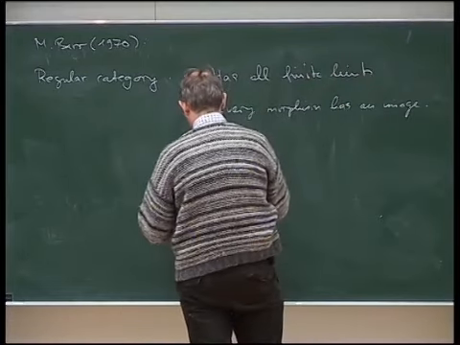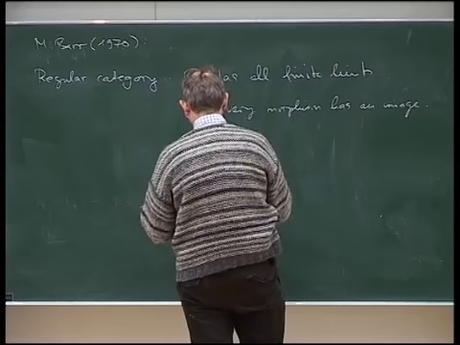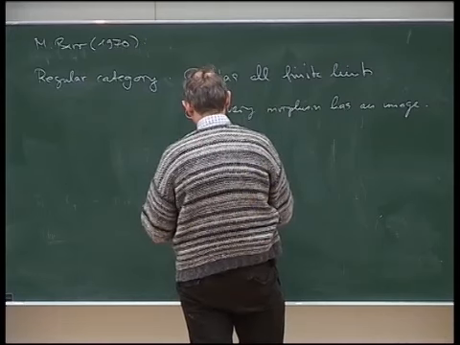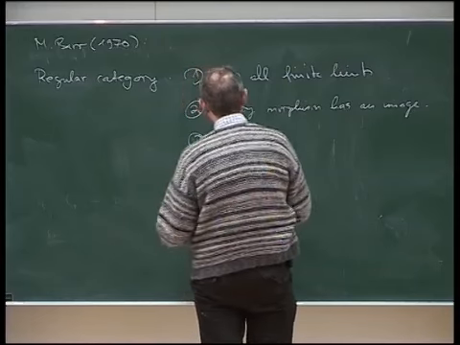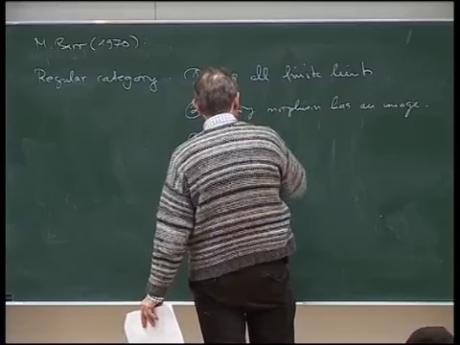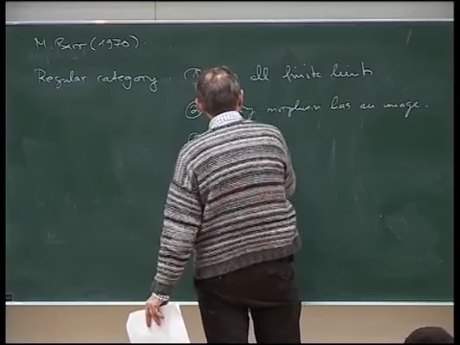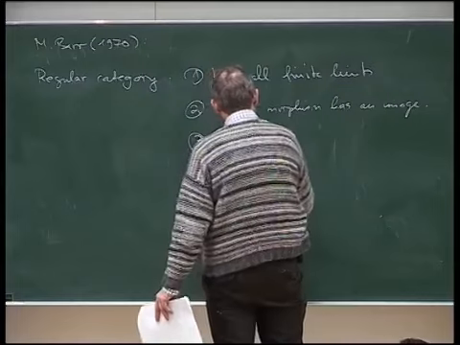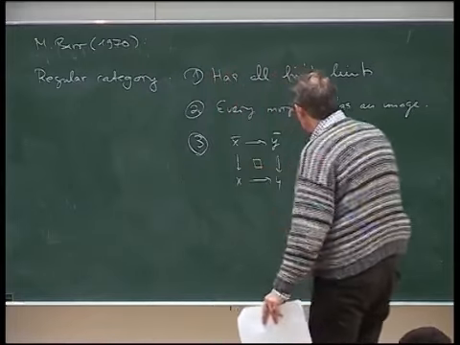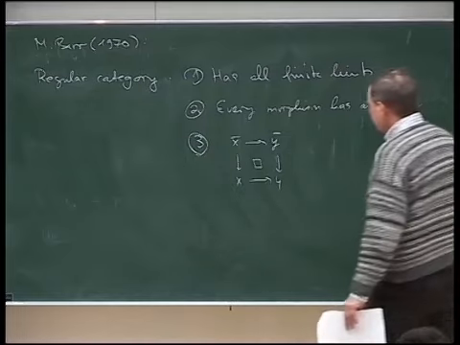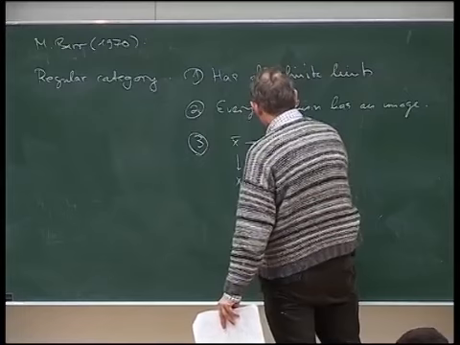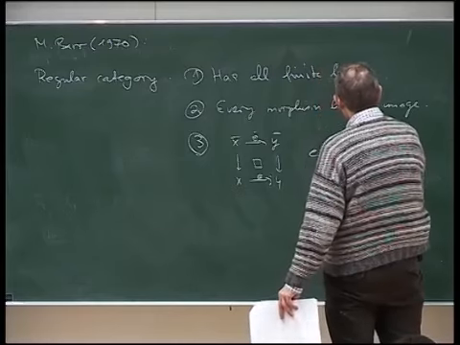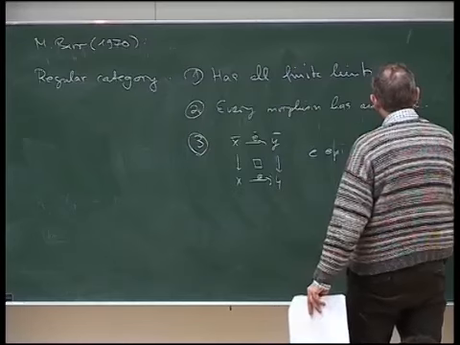Let me do the same diagram as before. This is a pullback diagram, a commutative diagram, and here E is an epimorphism. This should imply that E bar is an epimorphism.